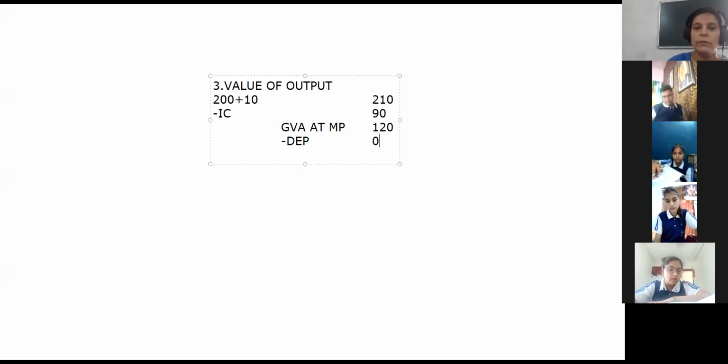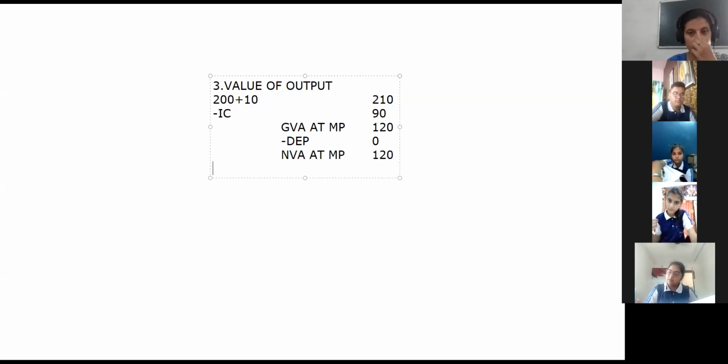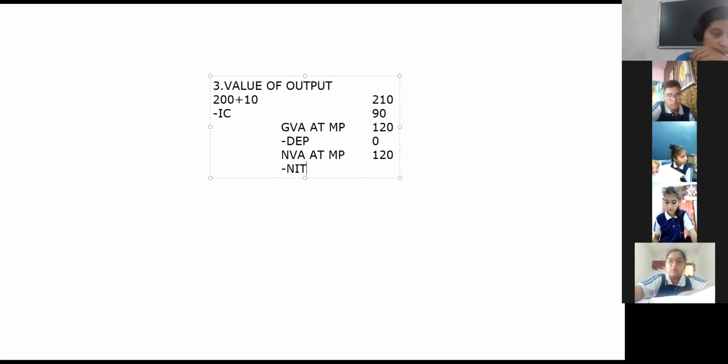And now we will get NVA at MP, that is will again the same 120, and now we are being asked NVA at FC. Now we need to subtract net indirect tax. Net indirect tax is given over here. This is given indirect tax, goods and services tax, and stock of raw material. So from this, we will subtract this indirect taxes.